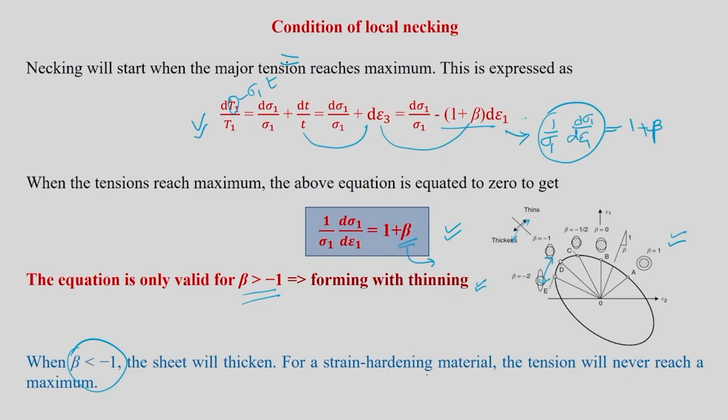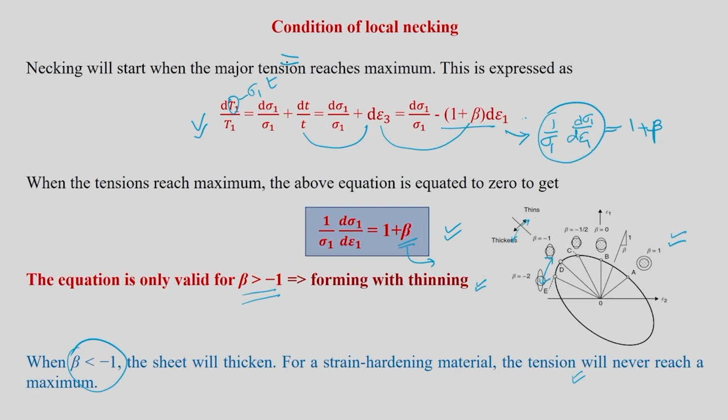On the other hand, if it is a strain hardening material, then further it's going to complicate the situation. The tension will never reach a maximum, so you cannot put this condition. This condition is valid in all these situations when you have beta greater than minus 1. The form of the equation is already known.